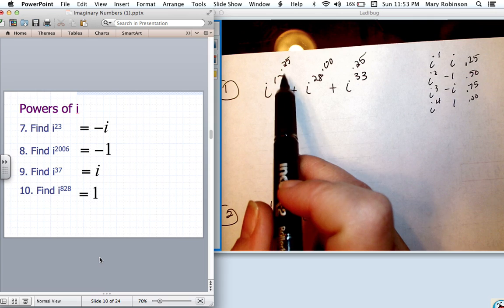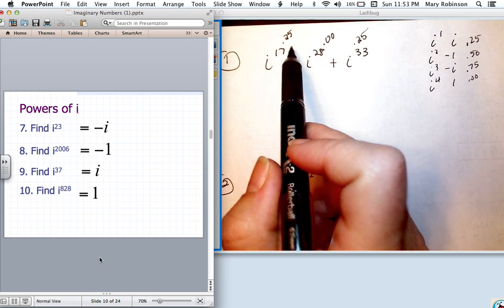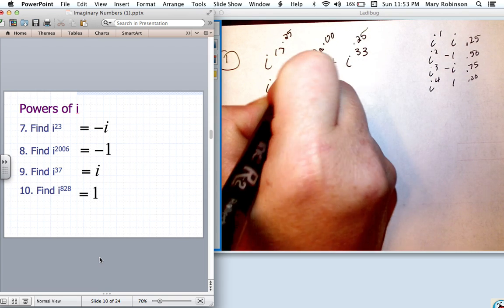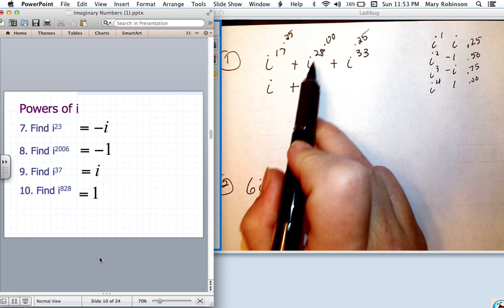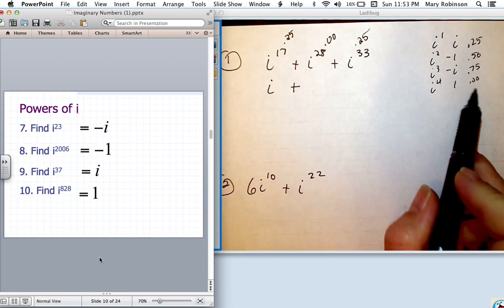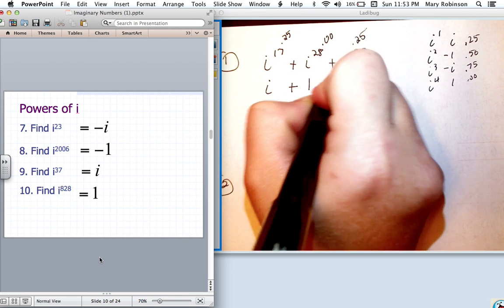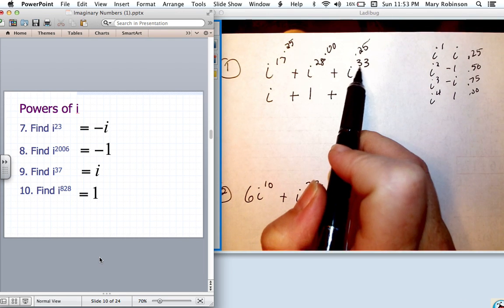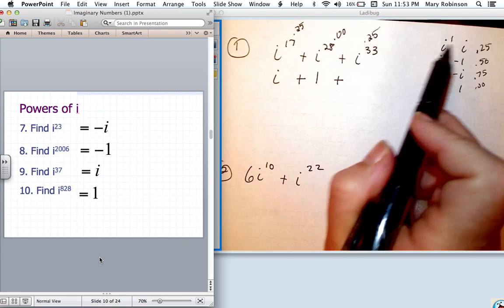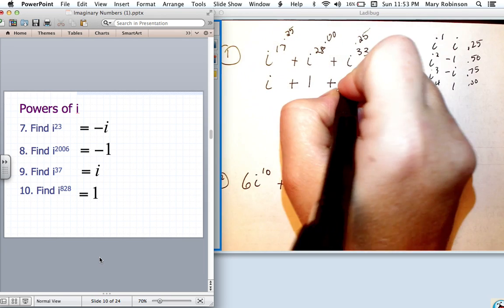So i to the 17th, because it had a remainder of 0.75, would be negative i. The next, i to the 28th, did not have a remainder, so that was just 1. And i to the 33rd, when we divided by 4, we got 0.25. So that's just equal to i.